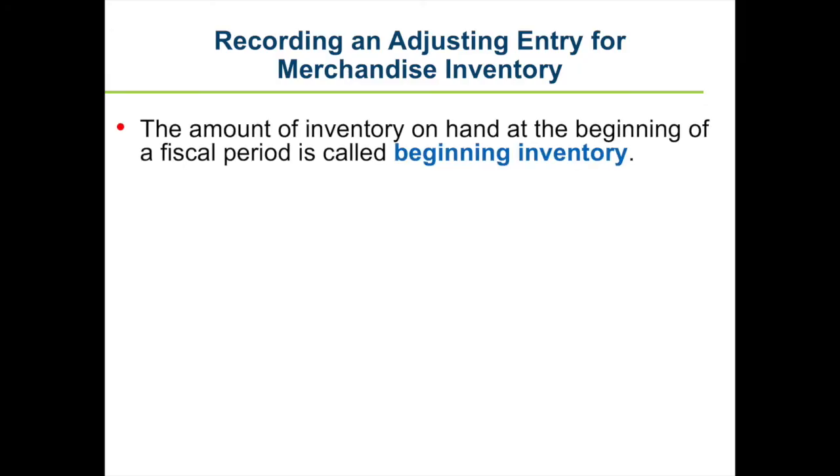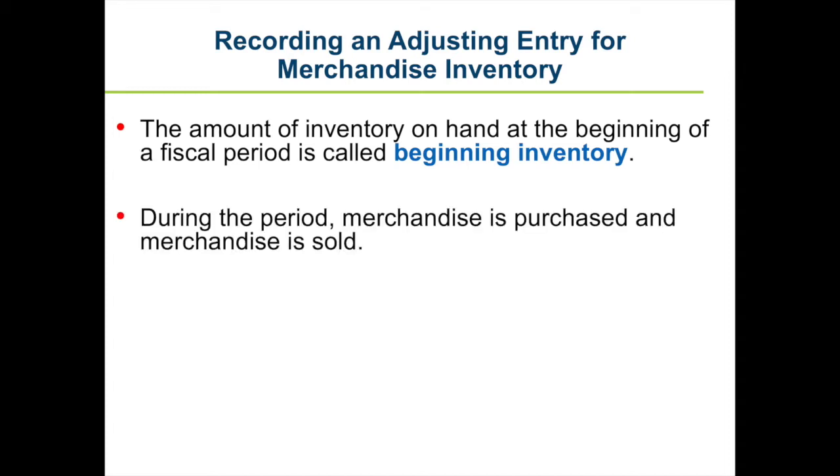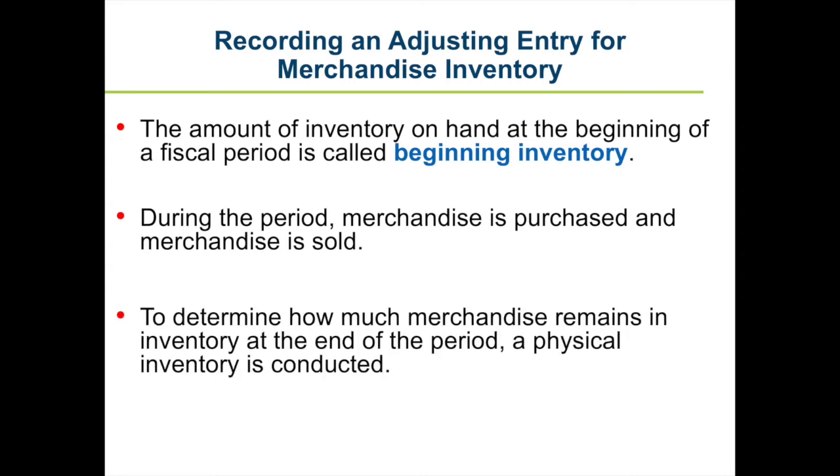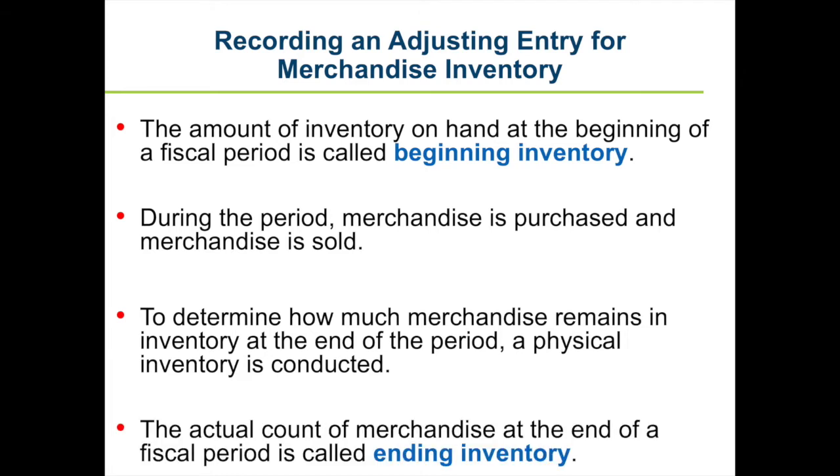The amount of inventory on hand at the beginning of the fiscal period is called the beginning inventory. During the period, merchandise is purchased and merchandise is sold. To determine how much merchandise remains in inventory at the end of the fiscal period, a physical inventory is conducted. The actual count of merchandise at the end of the fiscal period is called the ending inventory.